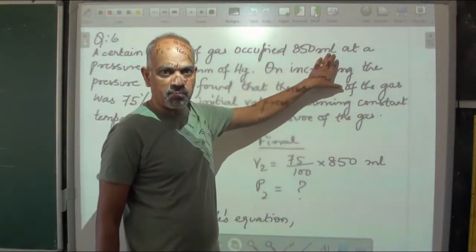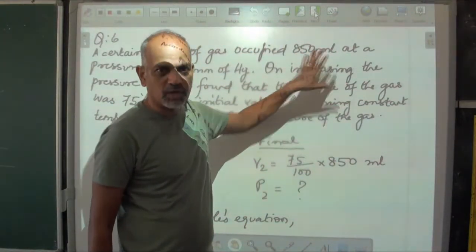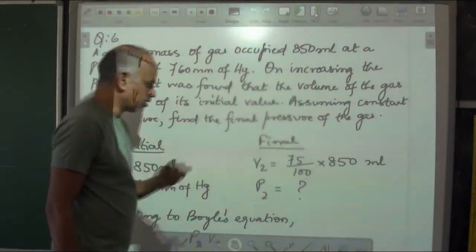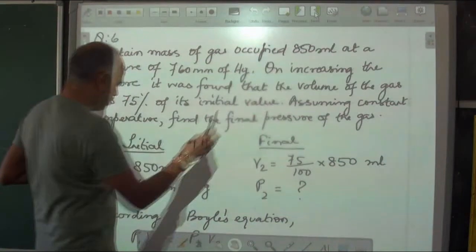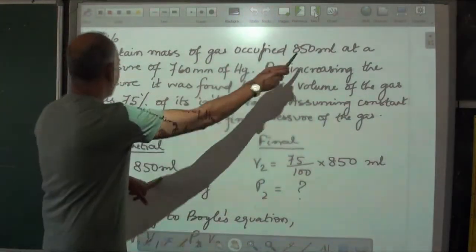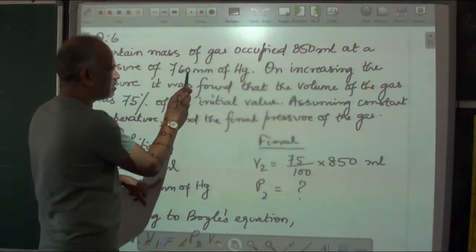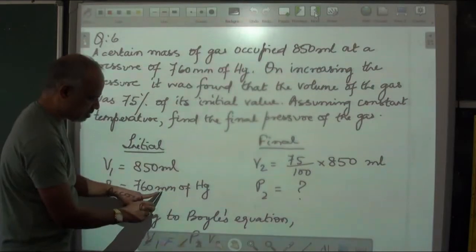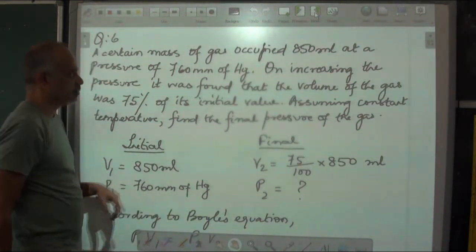Let's read. Certain mass of gas occupied 850 ml. 850 is the volume. So again, you take two cases, initial and final. 850 ml is volume 1. V1 is 850 ml at a pressure of 760 millimeters of mercury. So pressure 1 is 760 millimeters of mercury.